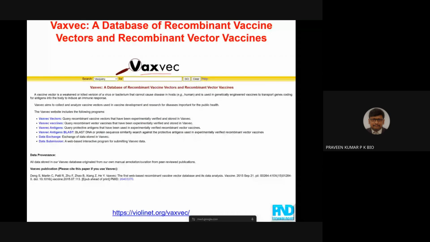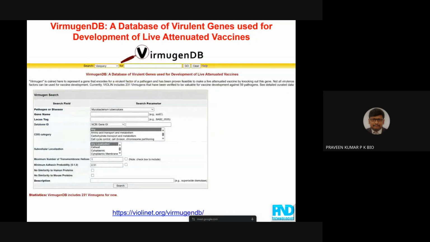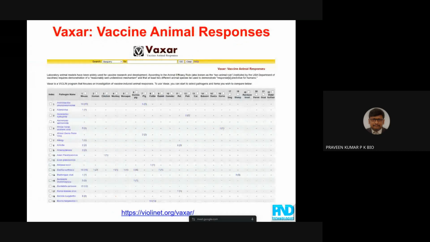This is another kind of tool, so it can link with the databases here, and you are able to find appropriate recombinant vaccine vectors, and we can design vaccines accordingly. And this is another database called Virmugen DB, used for development of live attenuated vaccines, from the same server, violinet.org. So in your own vaccine design and research, one has to go through this website.